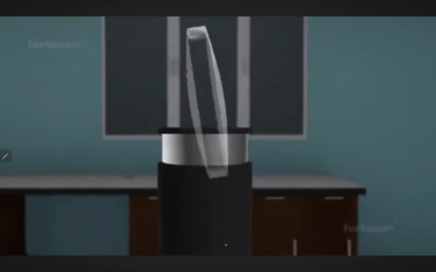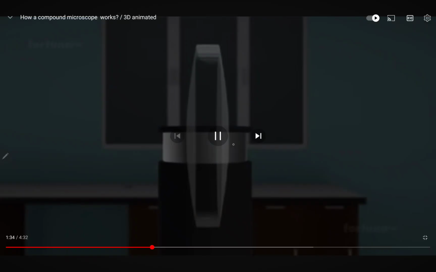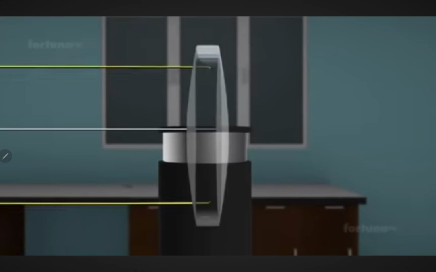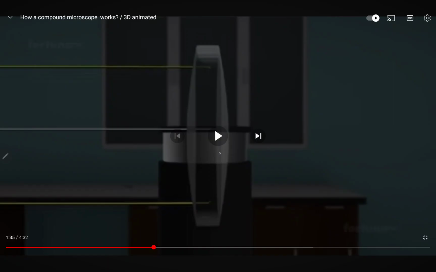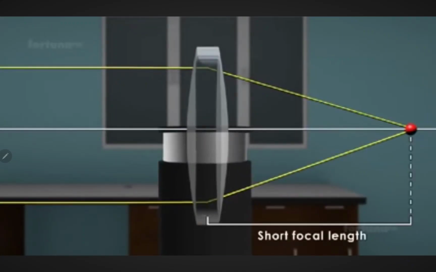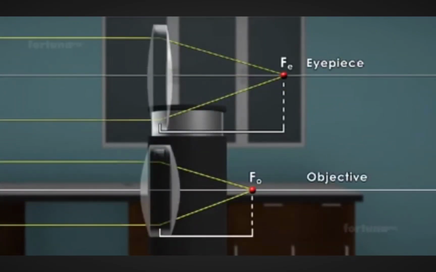The lens nearer the eye is the eyepiece. This is the eyepiece lens. The eyepiece also has a short focal length, FE. It is still greater than the focal length of the objective.